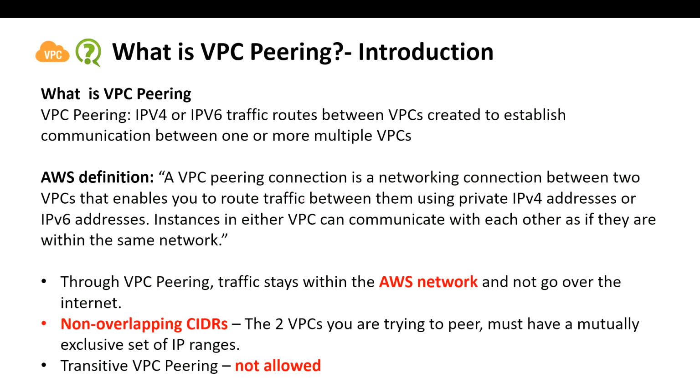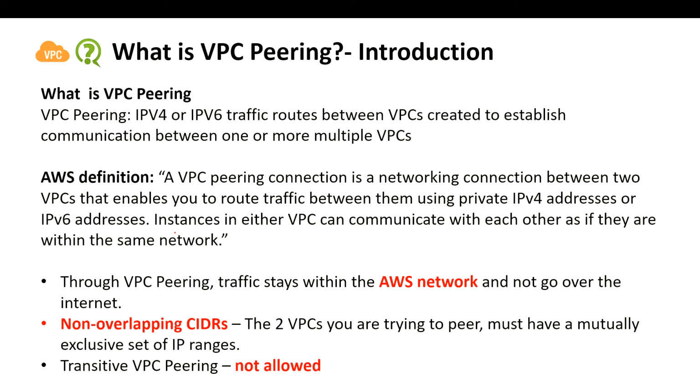The AWS definition goes like this: a VPC peering connection is a networking connection between two VPCs that enables you to route traffic between them using private IPv4 addresses or IPv6 addresses. Instances in either VPC can communicate with each other as if they are within the same network. So that is the AWS definition. I think the AWS definition makes more sense, but if you do not understand it, watch out for my definition. Three important things to note here.